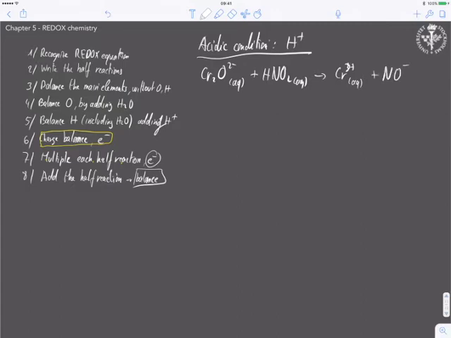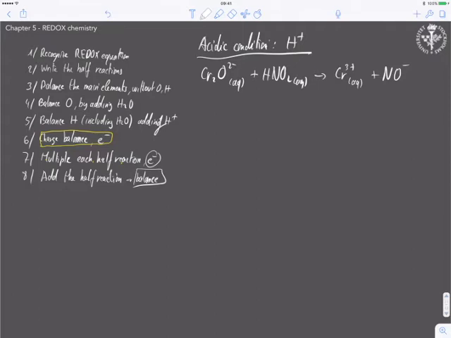Sorry, I should write it a bit better. Now this is what I'm giving you to balance. So it's not only the elements but also the charge and everything. It's a redox reaction. How can you actually recognize those redox reactions?